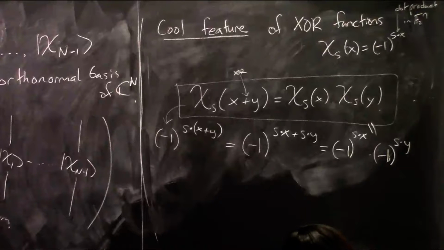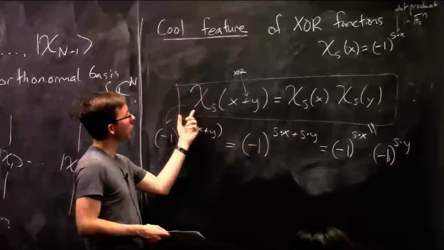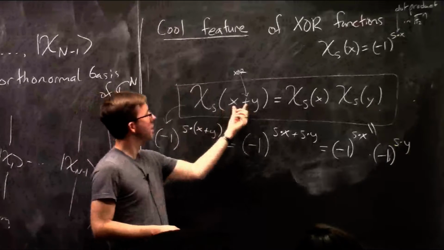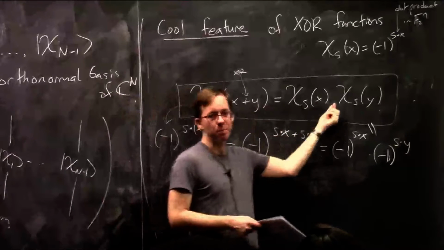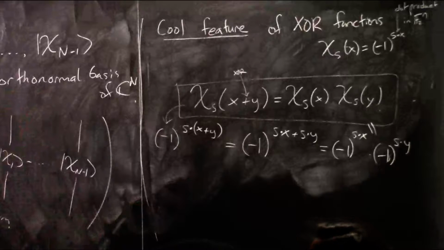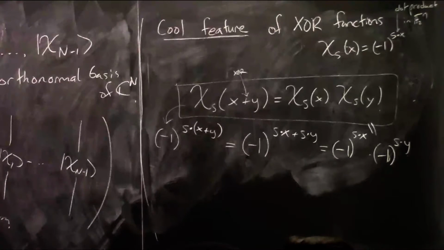Such a function chi is called a character of the group, because somehow it converts the addition operation here into multiplication. Anyway, if you're not that into abstract algebra, you don't have to worry about it. But this is the characteristic feature of harmonic analysis.